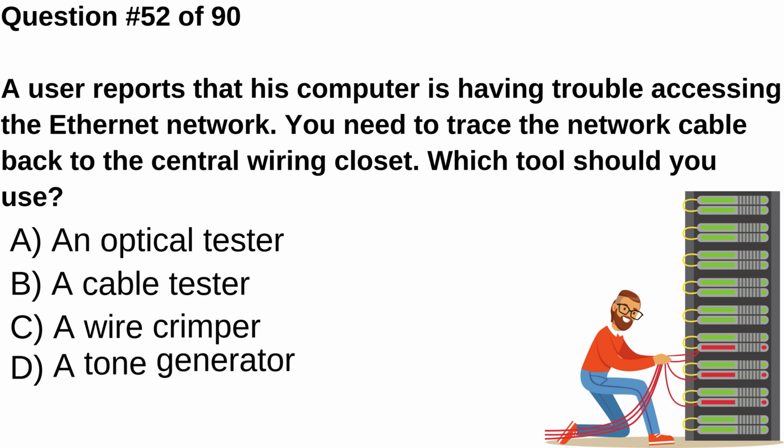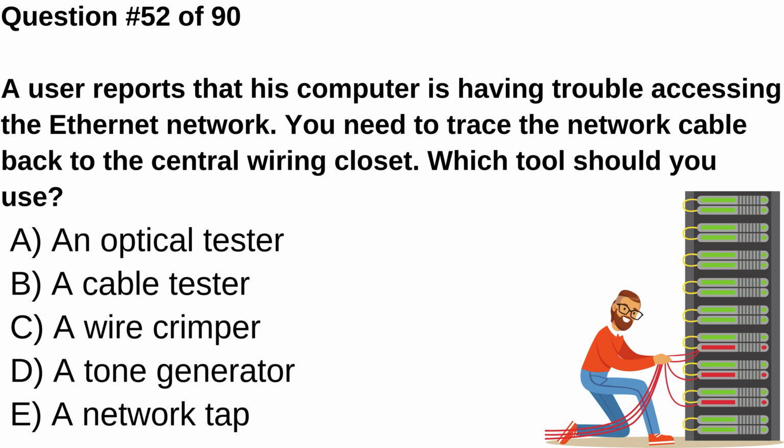Question 52 of 90. A user reports that his computer is having trouble accessing the Ethernet network. You need to trace the network cable back to the central wiring closet. Which tool should you use? Is the answer A, an optical tester? Is the answer B, a cable tester? Is the answer C, a wire crimper? Is the answer D, a tone generator? Or is the answer E, a network tap? The answer is D, a tone generator.